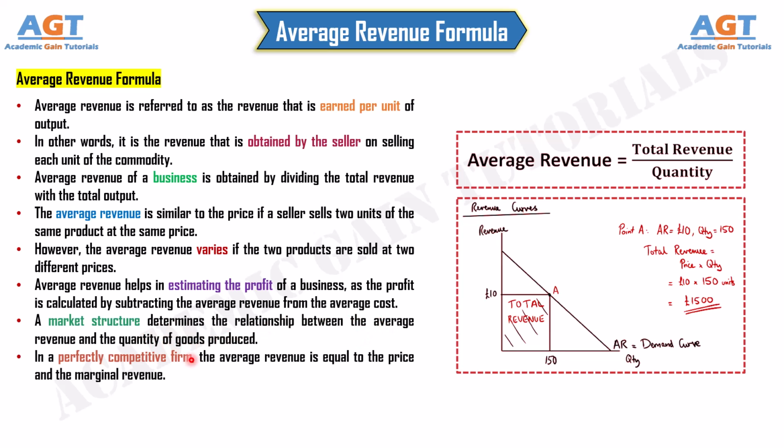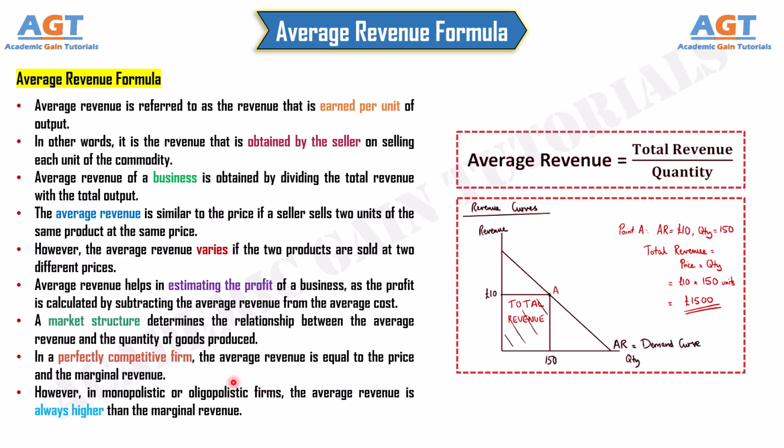In a perfectly competitive firm, the average revenue is equal to the price and the marginal revenue. However, in monopolistic or oligopolistic firms, the average revenue is always higher than the marginal revenue.